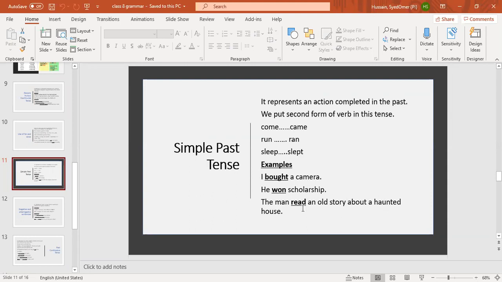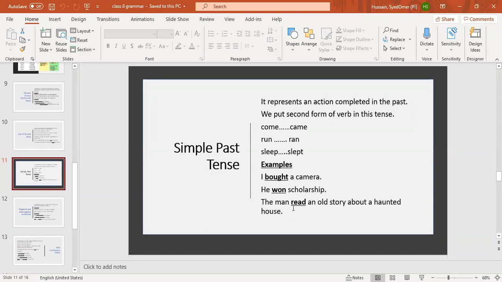The man read an old story about a haunted house. Now, this thing is also familiar to you people. I've told you, beta, read, the spellings remain the same, pronunciation is changed. Read, read, read. But it doesn't mean that you will write the spelling R-E-D, read. Okay, it will remain R-E-A-D, read, if we are putting it in past tense.